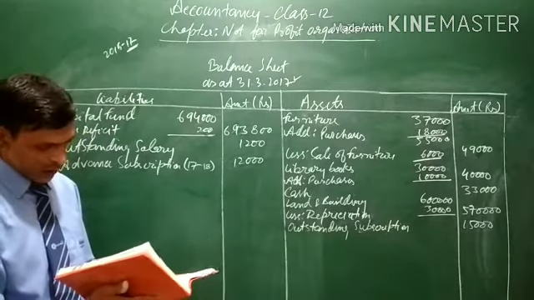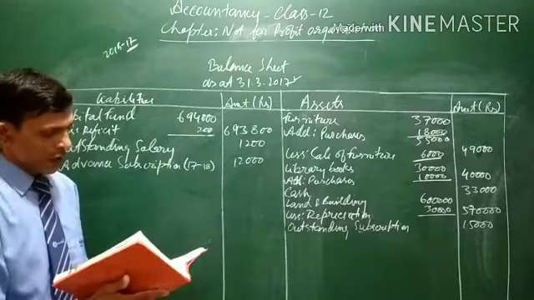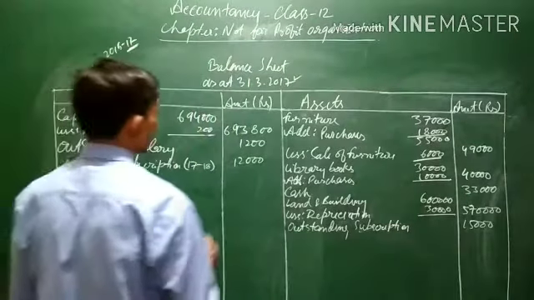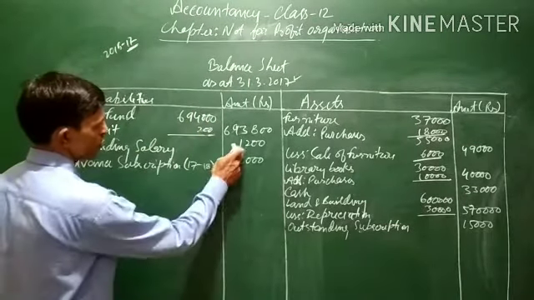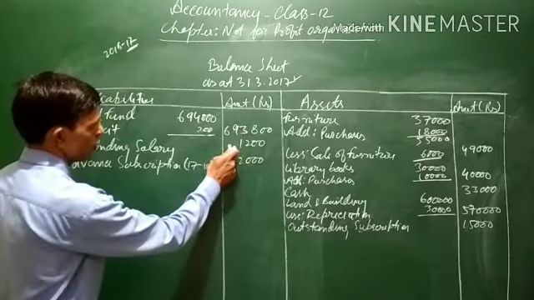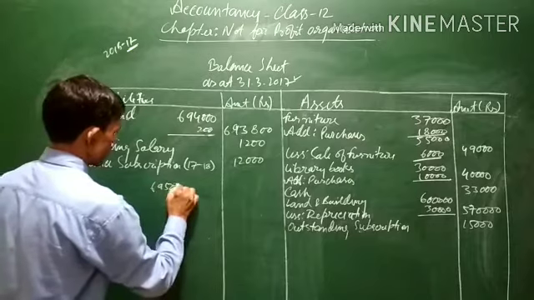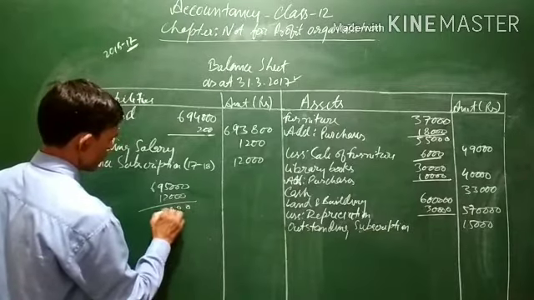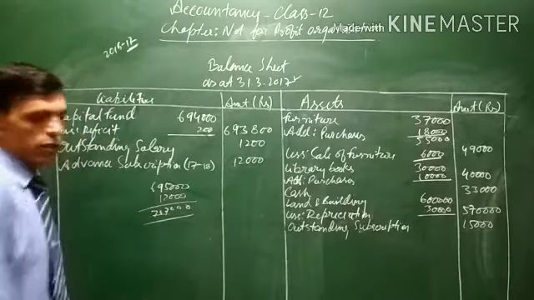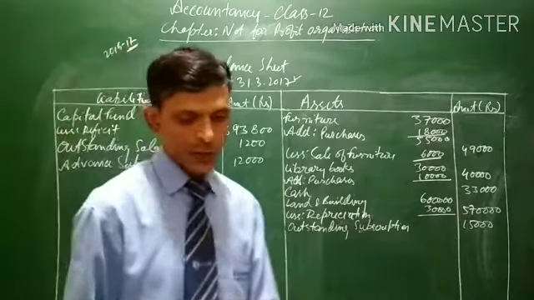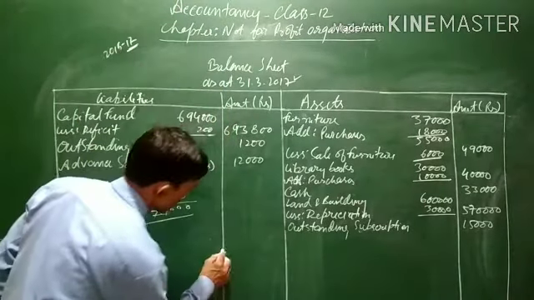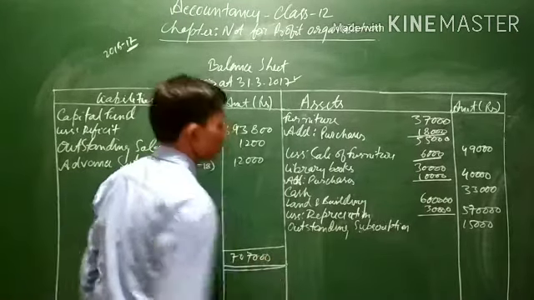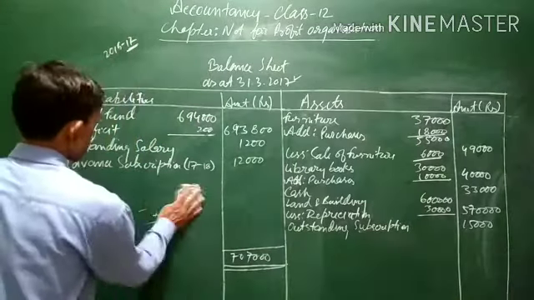Now let us see if anything is left or not. Nothing is left. We can do the totaling now. 6,93,000 plus 1,200 will come to 6,95,000 plus 12,000, 7,07,000. Let us see the answer. Yes, the balance sheet total is also 7,07,000. So let us write here 7,07,000.